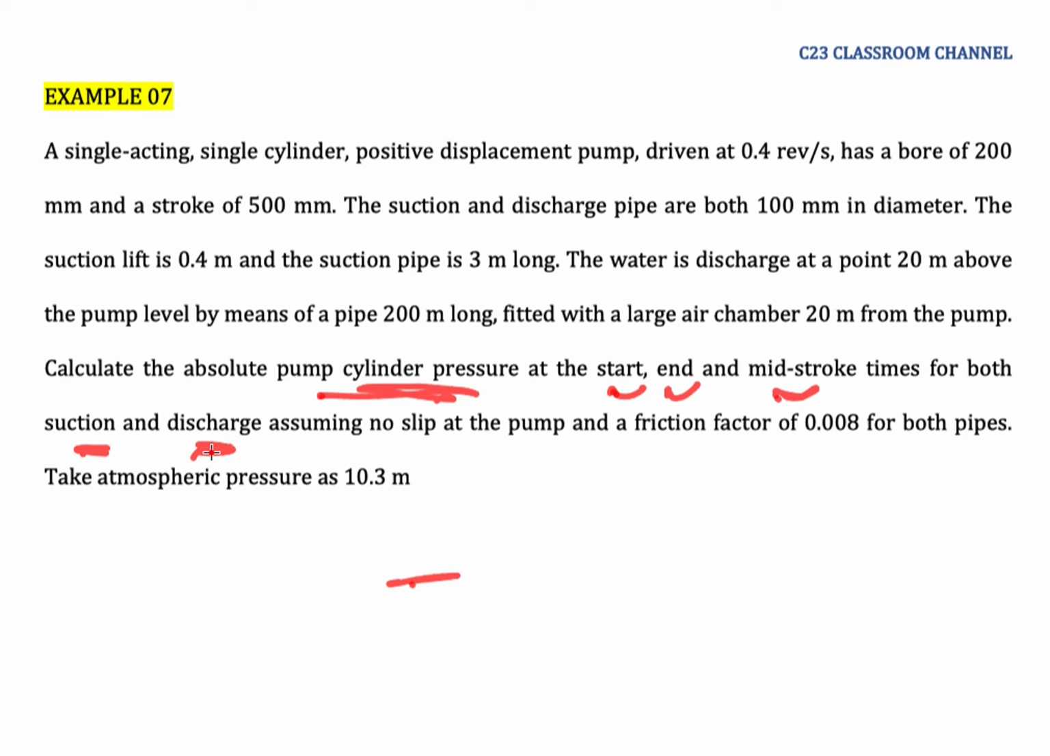And then we have a friction factor here. We already learned about the friction factor, which means the major loss in pipes, in fluid mechanics 1. And in this problem we have a large air chamber. The air chamber here is actually the air vessel.